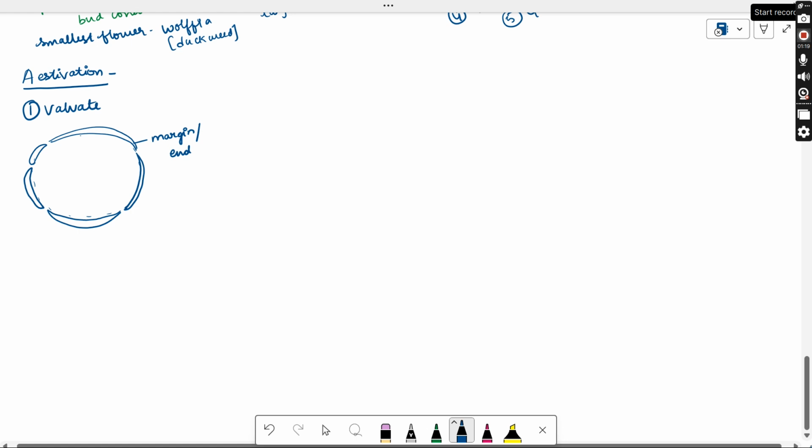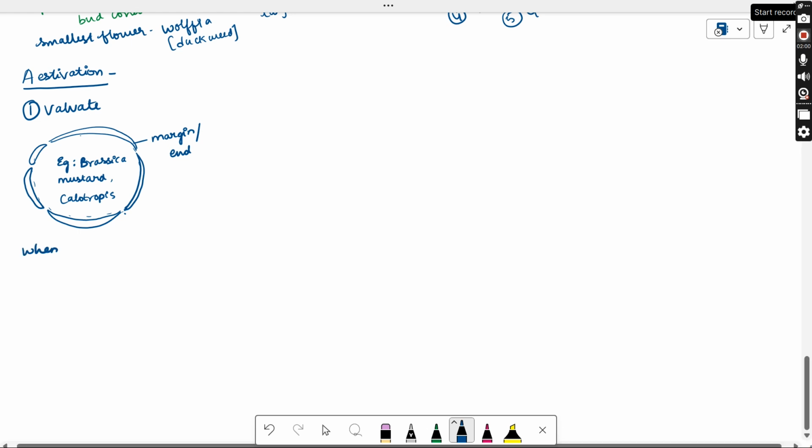The margins of this one petal and this another petal are adjacent to each other. They touch each other without overlapping. They may touch or they may be free. That type of aestivation, the valvate type, can be seen in Brassica. Brassica is the mustard family, Brassicaceae, and you can also see it in Calotropis. This means the margins of the adjacent petals touch each other without overlapping.